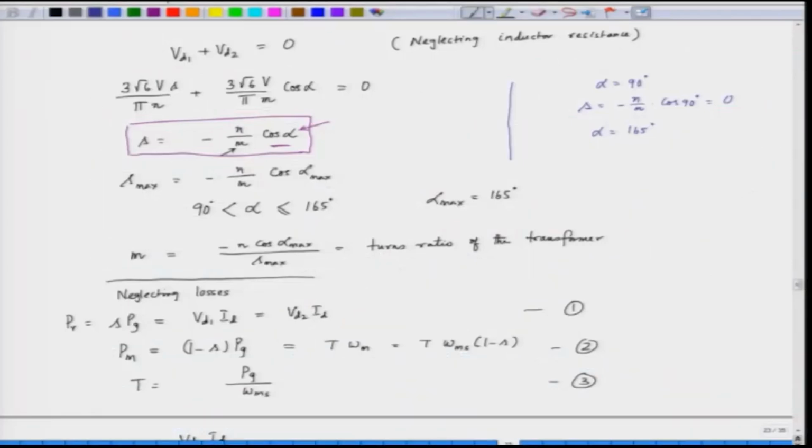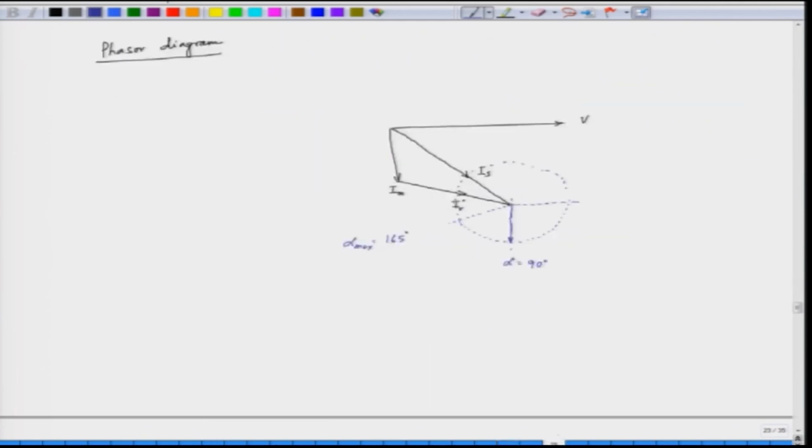When alpha is 165, which is alpha maximum, what is the slip here? Slip is minus n by m into cos of 165, which is a negative value, so the slip is greater than 0, which is equal to S maximum. So, when alpha is 90, the slip equal to 0 here. When alpha is 165, the slip is S maximum. S maximum means this is the lowest possible speed.